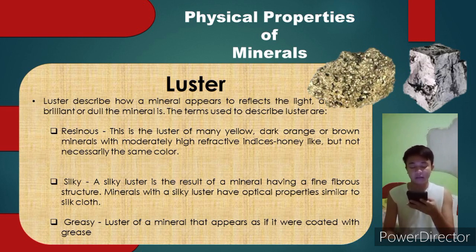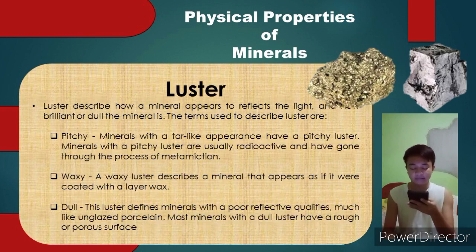Next is pearly. Describe a luster similar to the inside of a mollusk shell or shirt button. Many micas have a pearly luster, and some minerals with a pearly luster have an iridescent hue. Some minerals may exhibit a pearly luster on cleavage, crystal surface parallel and below the reflecting surface of a mineral. Next is greasy. Luster of a mineral that appears as if it were coated with grease.